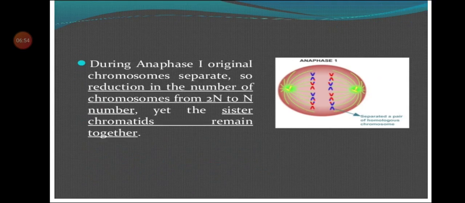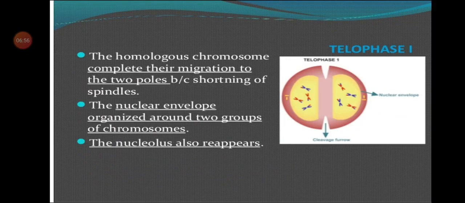Let us move further. That is telophase 1. What happens in telophase 1? The homologous chromosomes complete their migration to the two poles because of shortening of the spindles. The nuclear envelope organizes around the two groups of chromosomes. The nucleolus also reappears.